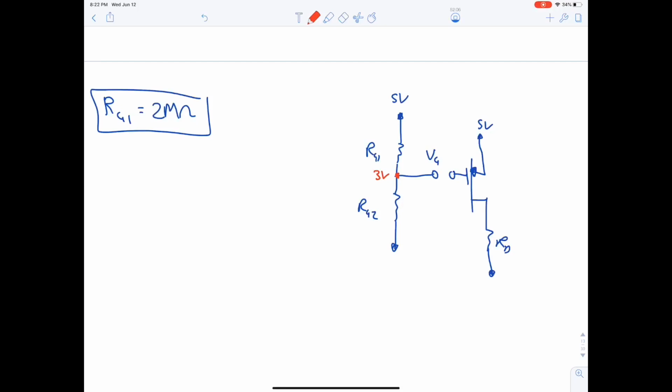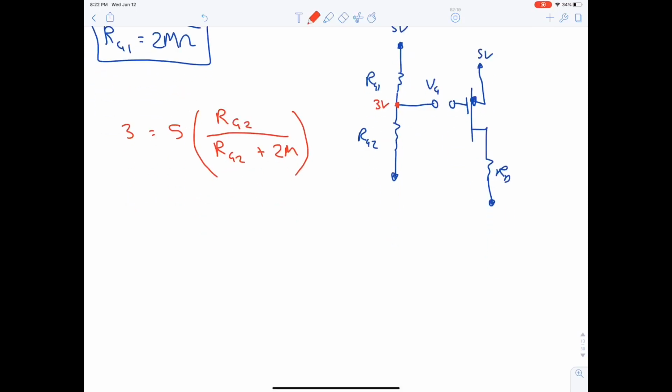So we can say that 3 is equal to the total voltage multiplied by RG2 divided by RG2 plus RG1, which is 2 mega. If you do this using the calculator, you will get RG2 is equal to 3 mega ohm.